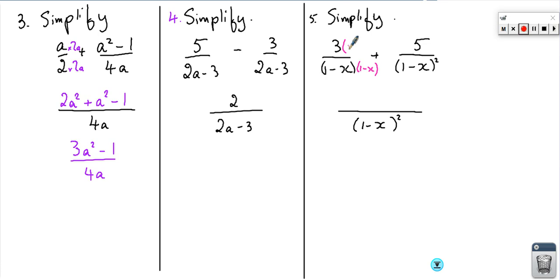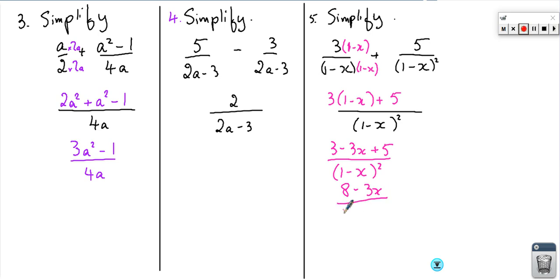But if I multiply top and bottom by 1 minus x, so I have 3 into 1 minus x plus, 1 minus x squared into 1 minus x squared goes 1. So plus 5. I open up the top bracket, never open the denominator. So I have 3 minus 3x plus 5 on 1 minus x all squared. 3 plus 5 is 8, so I have 8 minus 3x all over 1 minus x all squared.